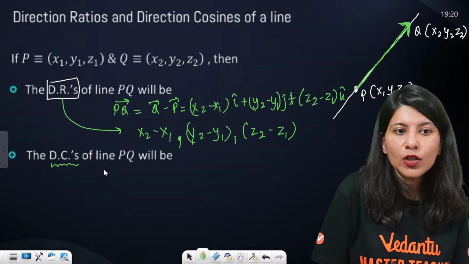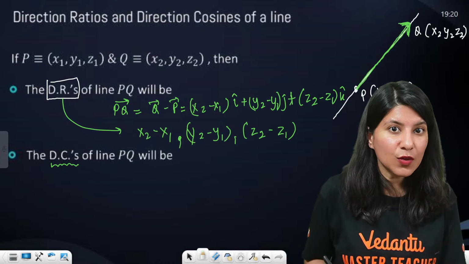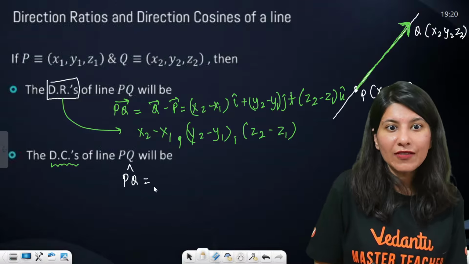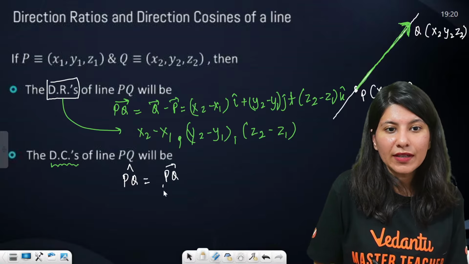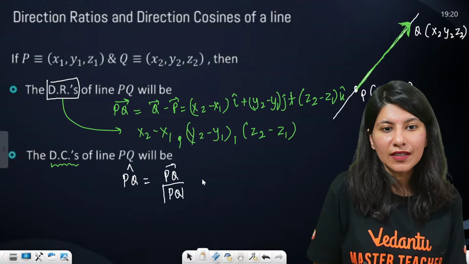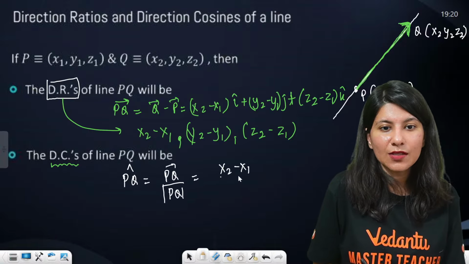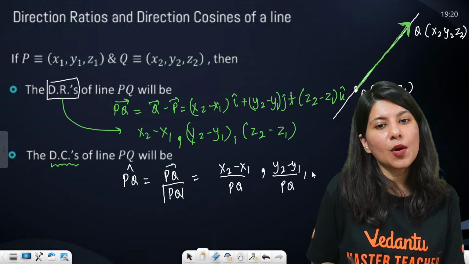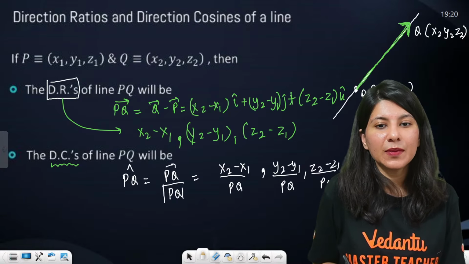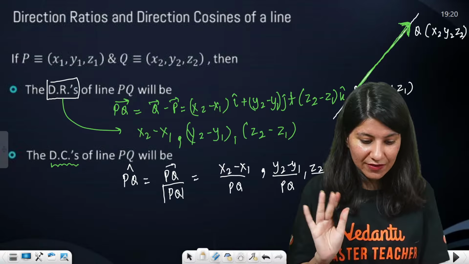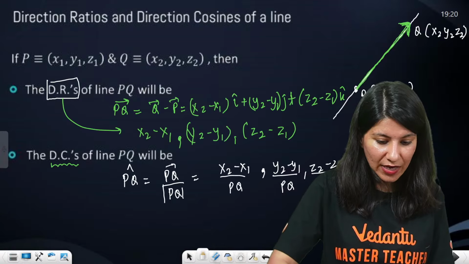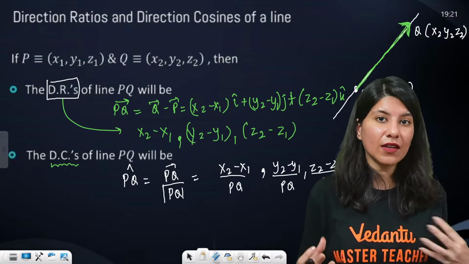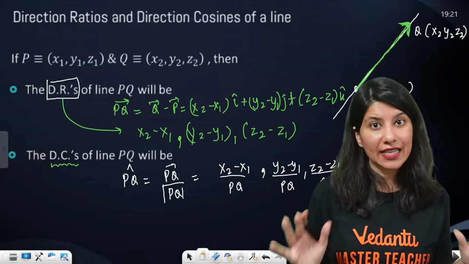Now the same for direction cosines. In direction cosines we need to talk about the unit vector PQ. Unit vector PQ will be PQ vector upon magnitude of PQ vector, correct? So this is x2 minus x1 by PQ, comma, y2 minus y1 by PQ, comma, z2 minus z1 by PQ. Do not worry, we'll do some problems on that so that you understand this better. So this is how, when coordinates are given, you can easily find direction cosines and direction ratios.